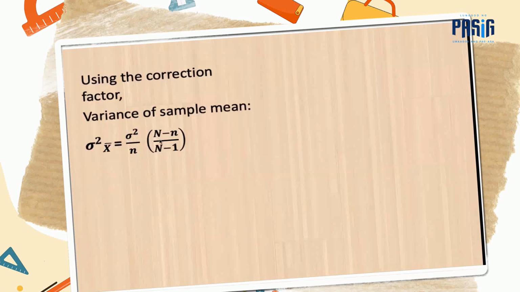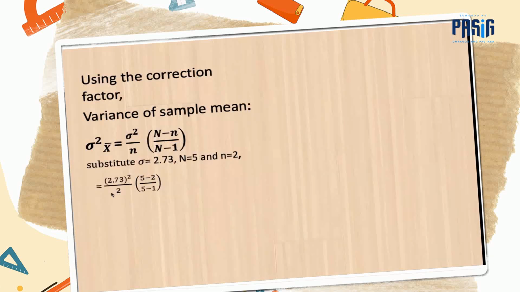the quantity population size minus sample size all over population size minus 1. Let us substitute. Sigma is 2.73, big N is 5, small n is 2. So 2.73 squared over 2 times the quantity 5 minus 2 over 5 minus 1. 7.45 over 2 times 3/4 equals 2.79.